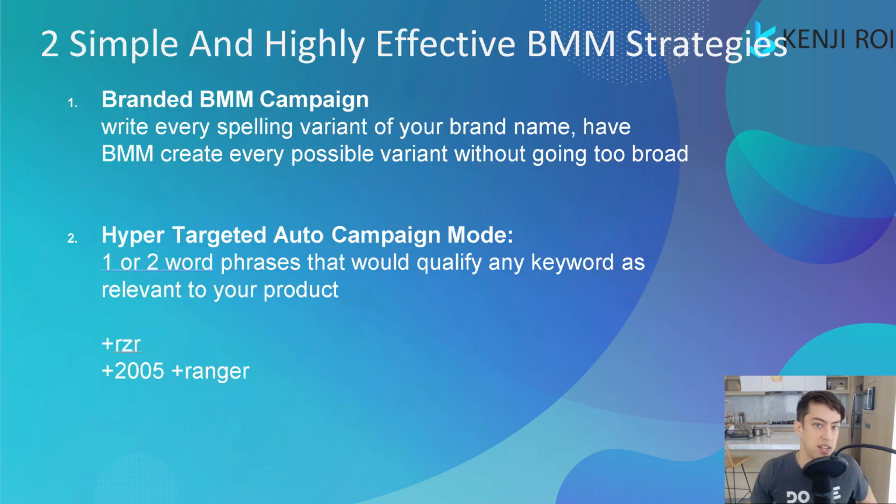So what are some simple strategies for broad match modified? Number one, a branded broad match modified campaign. These two strategies are super quick. You can go set these up very easily and quickly and get really good results. So number one, write every spelling variant of your brand name and have broad match modified create every possible variant without going too broad. So this is going to be tricky depending on if your brand name has a word in it that's not a real word.